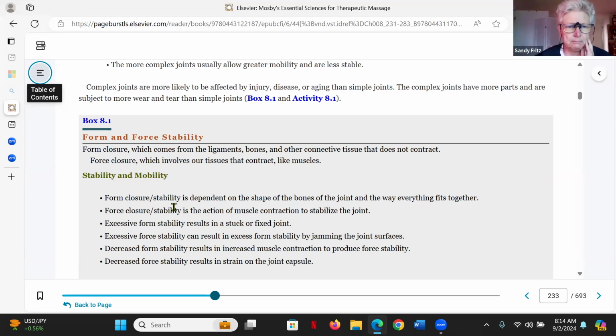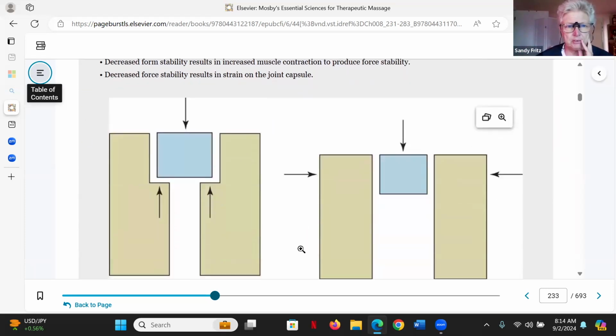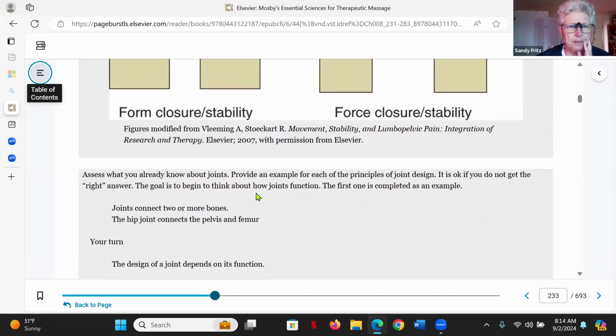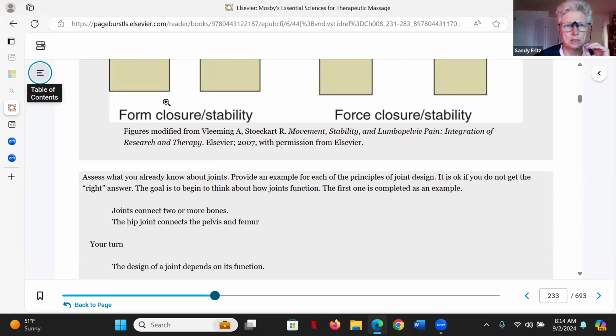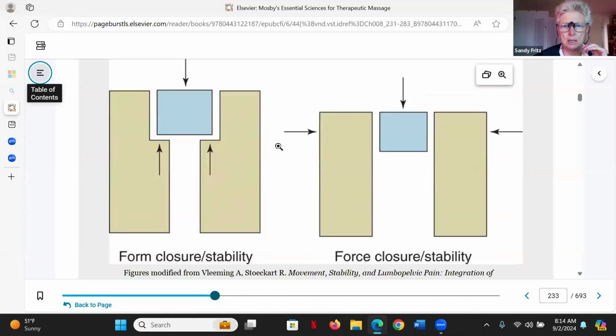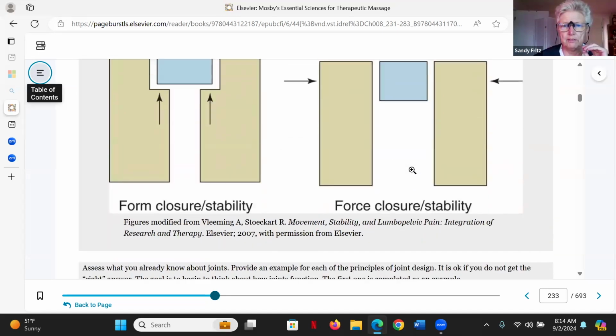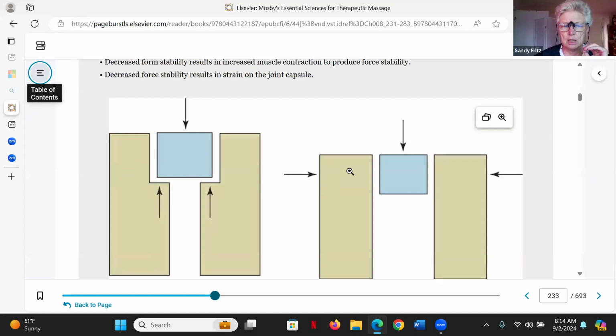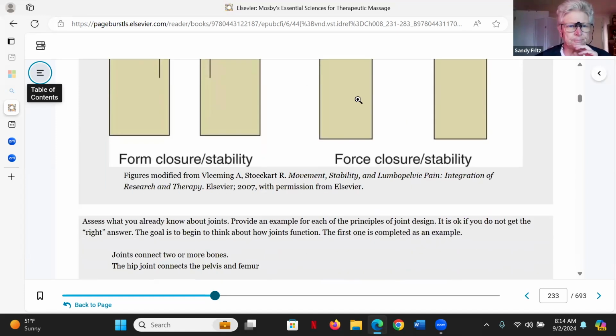Force and form. And here's a couple of pictures of that. This is form, and this is force stability. They call it a closure as well, form closure, how the joint closes. See, it's the shape. And then here, you've got that looser connection, but you've got to rely on external structures to make sure that you've got stability.